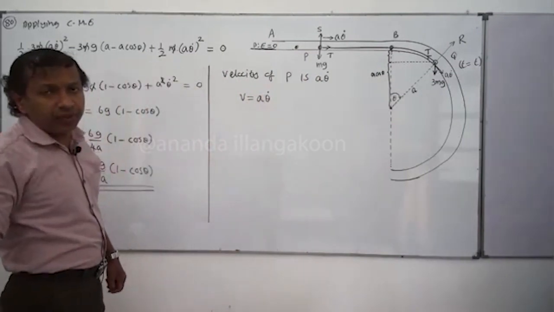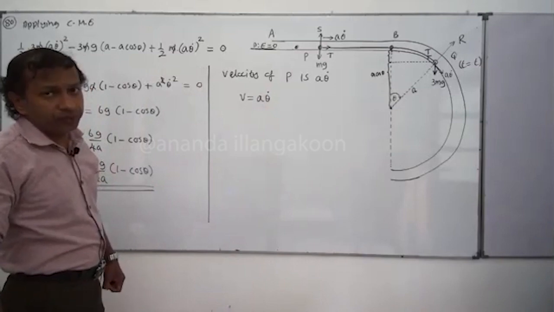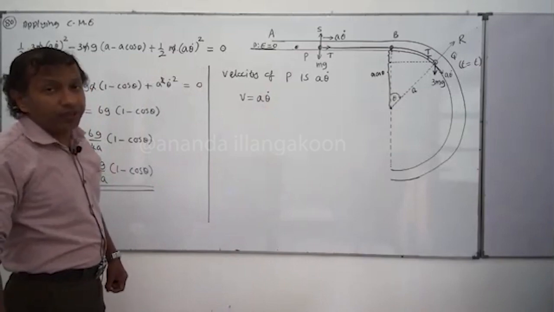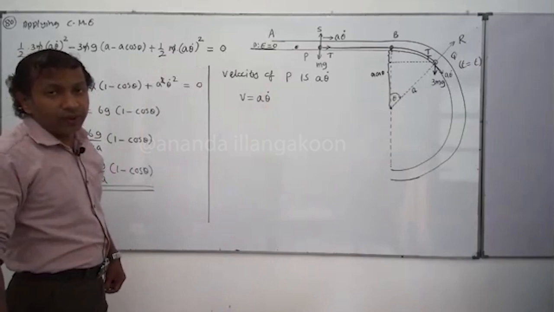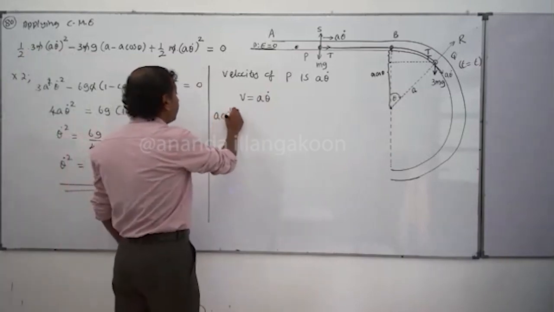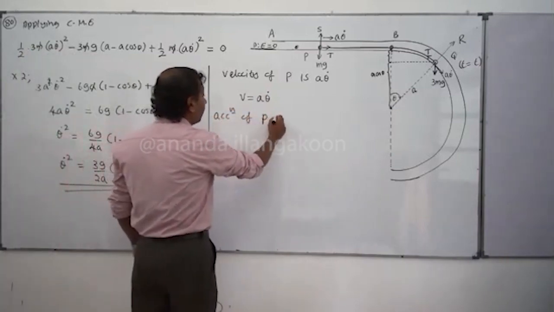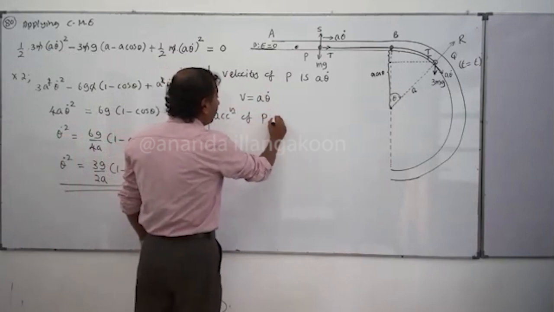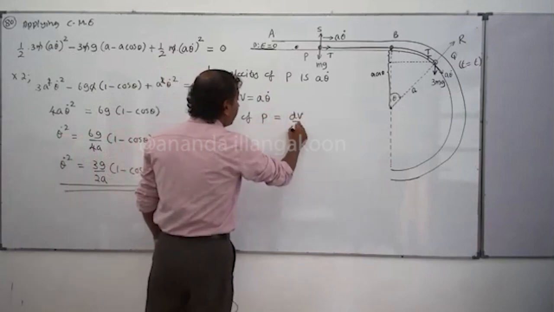Acceleration is the rate of change of velocity. The rate of change of velocity, people, we can write by using the differentials dv by dt. So the acceleration of P is equal to dv by dt.